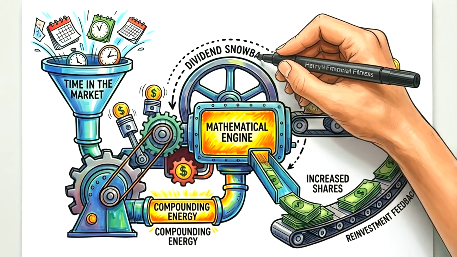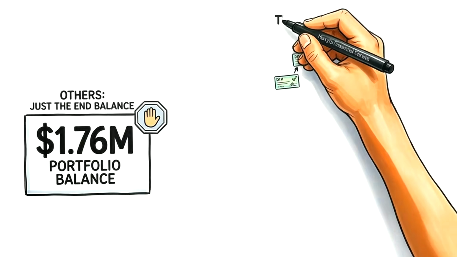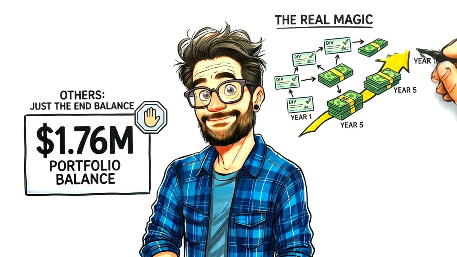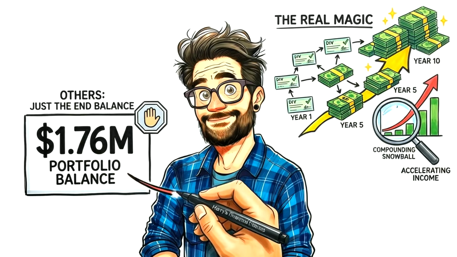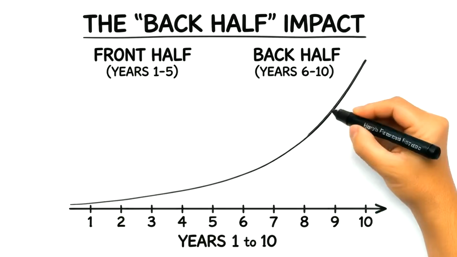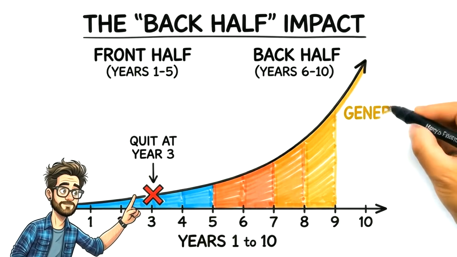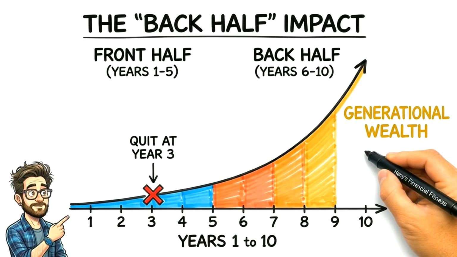Now let's pause here, because this is the part most SCHD videos miss entirely. They show you the end number and stop. But the real magic isn't the final balance. It's what happens in the back half of the 10 years. And understanding this is the difference between quitting at year 3 and building generational wealth.